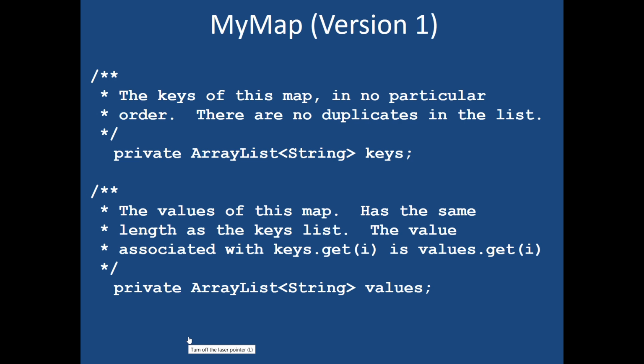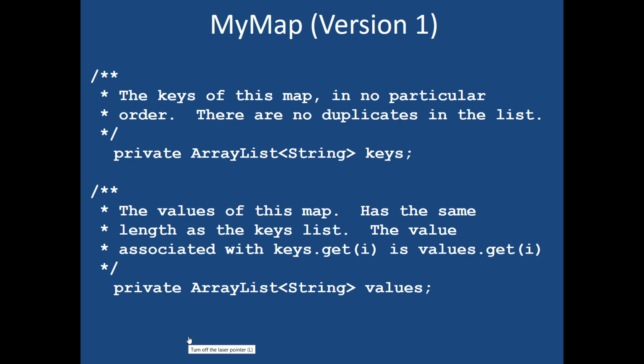So that tells you what it's for. But you got to read on. It says has the same length as the keys list. So that's a constraint. It needs to be the same length as the keys list. And the value associated with the ith key is the ith value, which is probably what you'd expect. But it's good to confirm that in the comment. And once you know all that, you've got what you need to know in order to do the implementation.